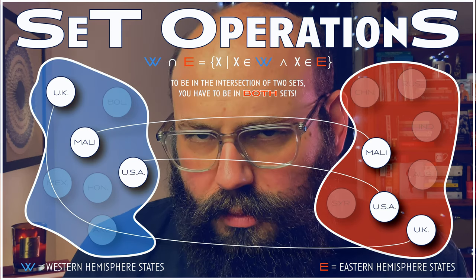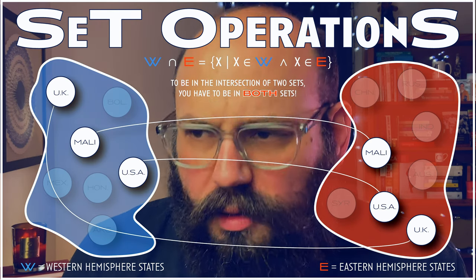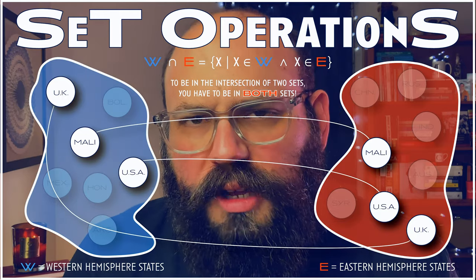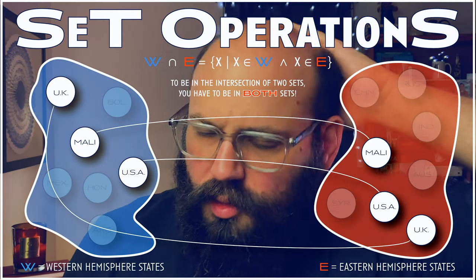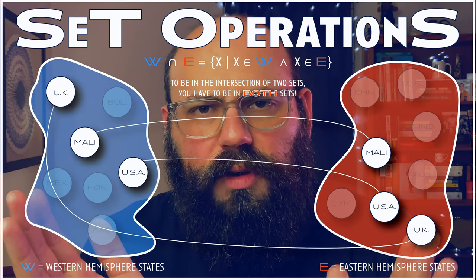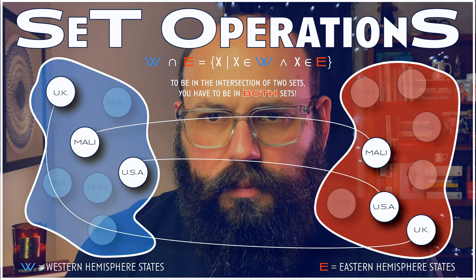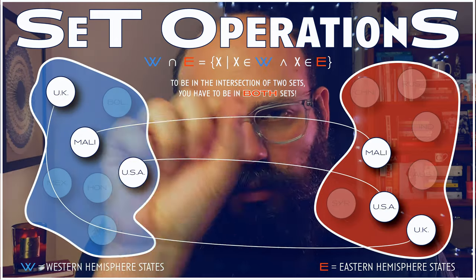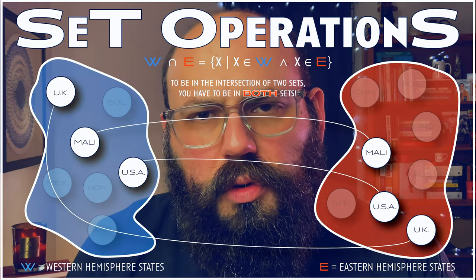It doesn't have to be. Right? Mexico is in one hemisphere. It's only in the Western Hemisphere. Poland is only in one hemisphere. It's in the Eastern Hemisphere. So if I want to talk about the set of all countries that are in the Eastern Hemisphere and the Western Hemisphere, that's the intersection. I write that with this little upside down U symbol.